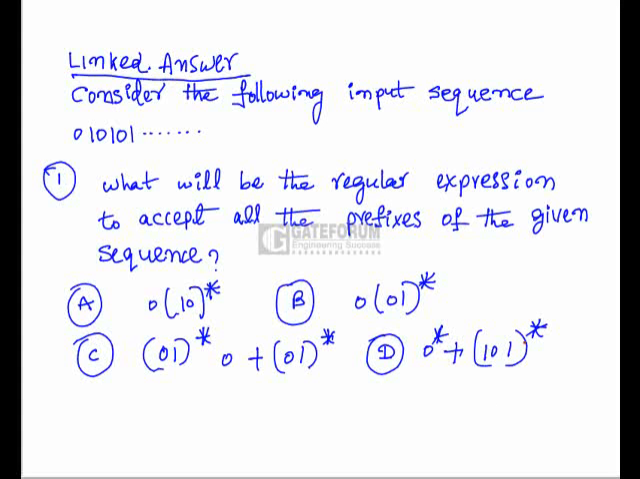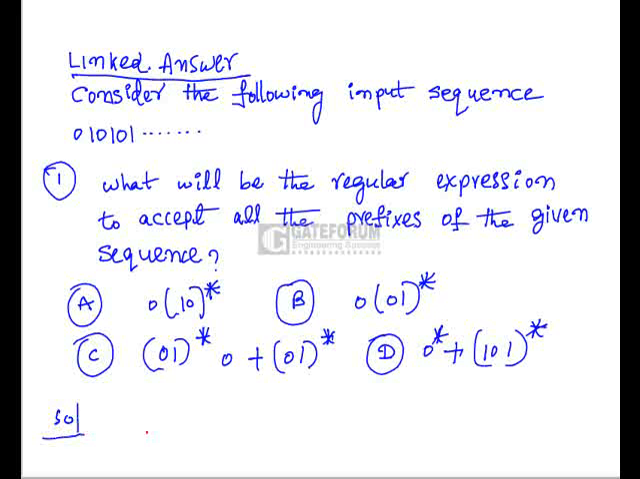It is a linked answer question. Consider the following input sequence 01, 01, 01 and so on. Question number one on this data is, what will be the regular expression to accept all the prefixes of the given sequence? Option A, 0 of (10) whole closure. B, 0 of (01) whole closure. C, (01) whole closure 0 plus (01) whole closure. Option D, 0 closure plus (101) whole closure.